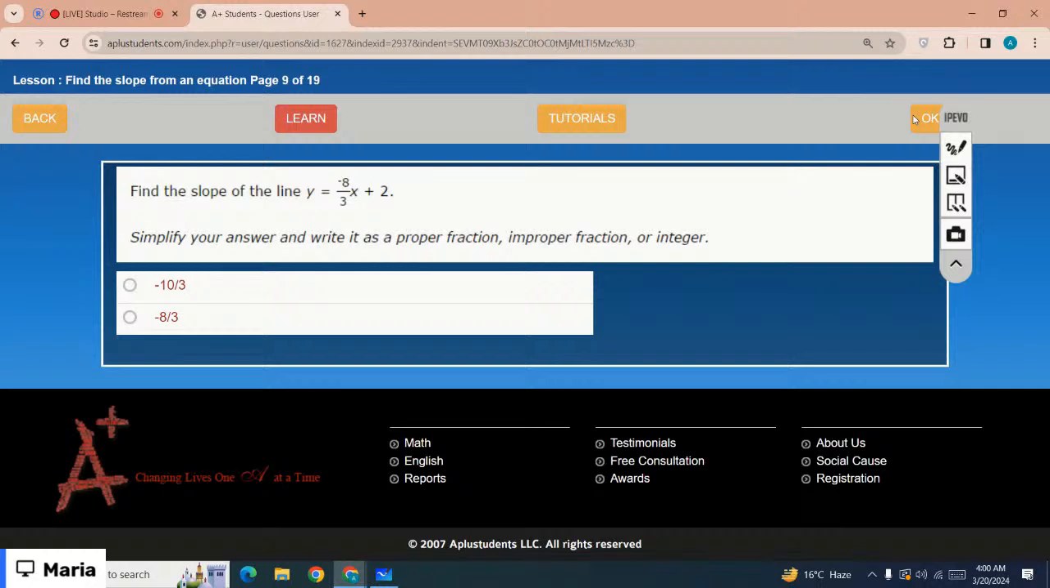Find the slope of the line y equals negative 8 over 3x plus 2. Which is the correct option? The correct option is negative 8 over 3. Option number 2 is the correct option, right? Okay, you can complete the lesson by yourself later today.